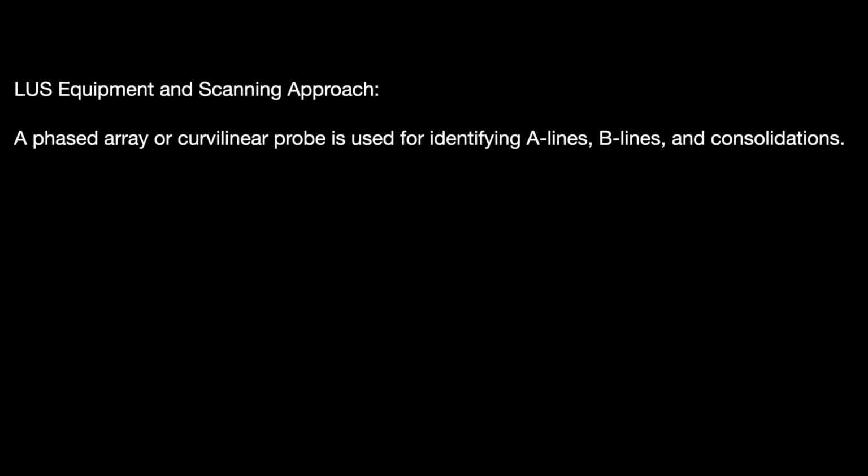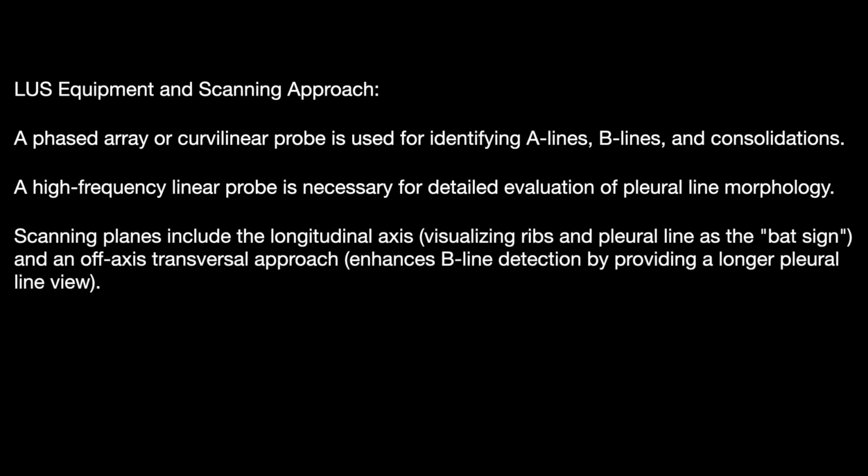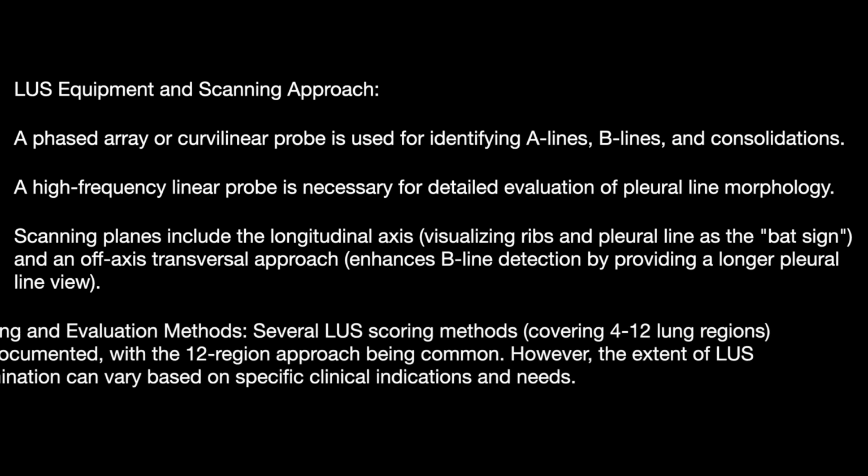Now, the equipment and scanning approach. A phased array or a curvilinear probe is used for identifying the A line, B line, and the consolidations. A high frequency linear probe is necessary for detailed evaluation of the pleural line morphology. Scanning planes include the longitudinal axis, visualizing ribs and pleural lines as the bat sign, and an off-axis transverse approach, enhancing the B lines detection by providing a longer pleural line view.